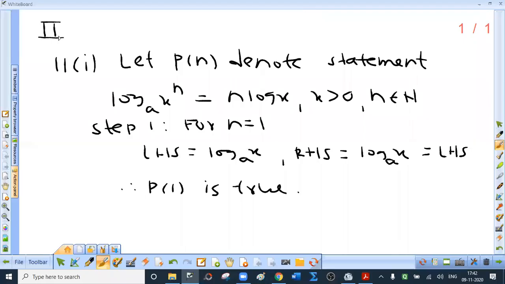Now second part, 11th sum, prove by the method of induction. First one, log of x raised to n to the base a equal to n into log x to the base a, x greater than 0 and n is a natural number. Let P(n) denote the given statement. Step 1, for n equal to 1, what is LHS? Log of x raised to 1 means log x to the base a. What is RHS? 1 into log x. Of course, I have to mention the base a. Log x to the base a. Yes, same. LHS equal to RHS. That is P(1) is true.